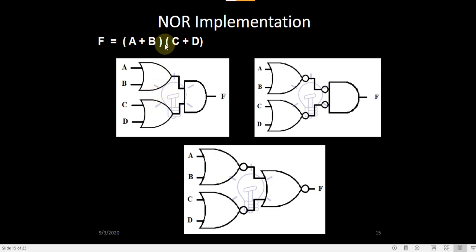So whenever you have a product of sums, it is easy to map it into a NOR gate implementation. Or I can put it the other way around. If I have hardware which has only NOR gates, then I should simplify my K-map into product of sums. Is it clear? Okay, that is why we are learning both of them.